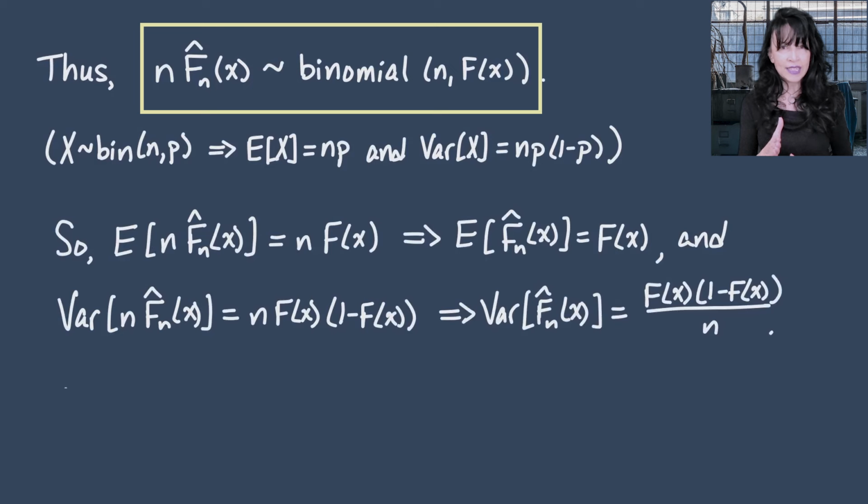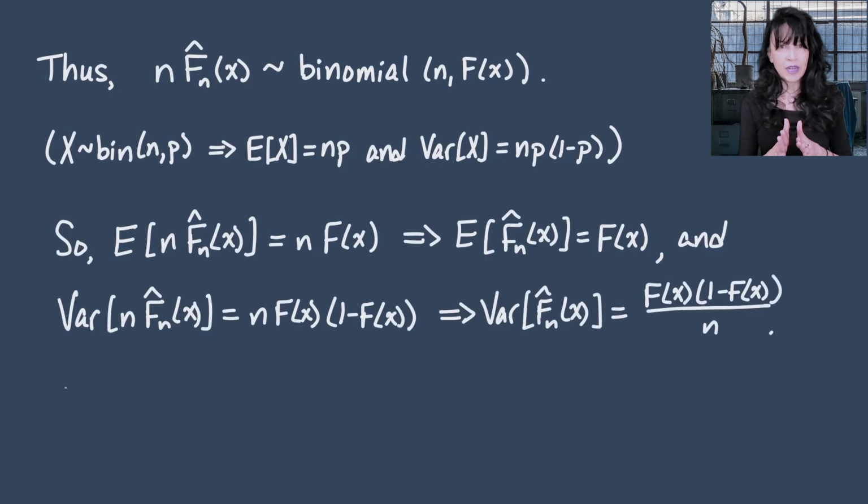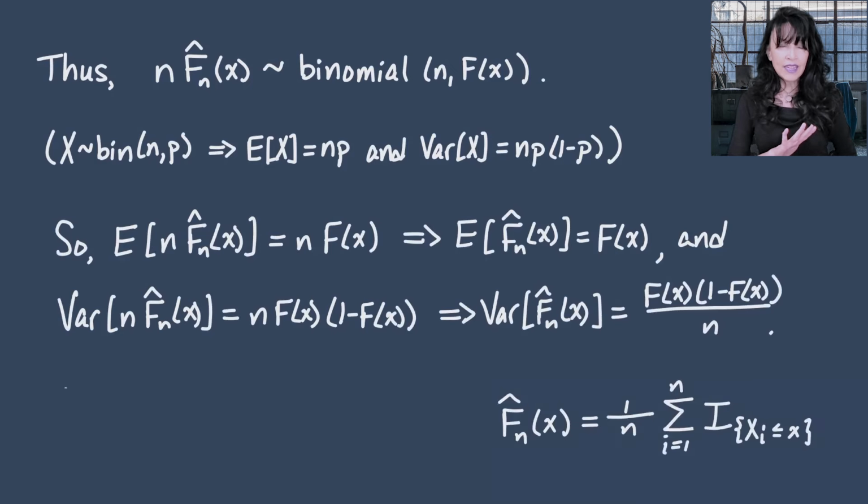The next thing I'm going to say, if you don't know what I'm talking about, please do not worry about it. You don't need this to go on in this course. But if you've seen or had mathematical statistics or something like that, then the 1 over n times the sum of the indicators that we have for our empirical CDF, if you rename that indicator random variable and call it y sub I, so let y sub I be the indicator that x sub I is less than or equal to x.